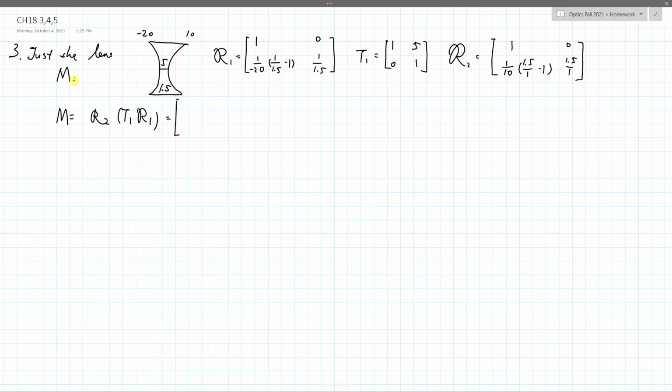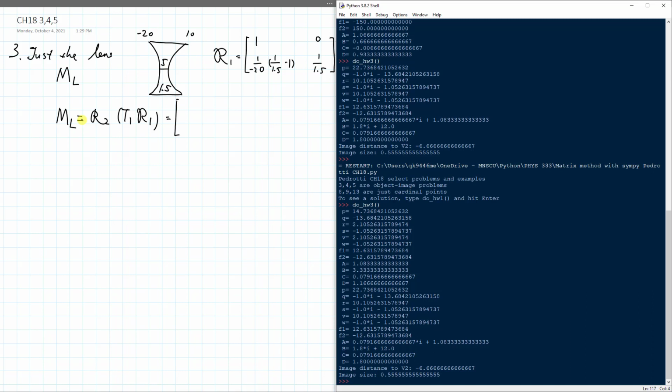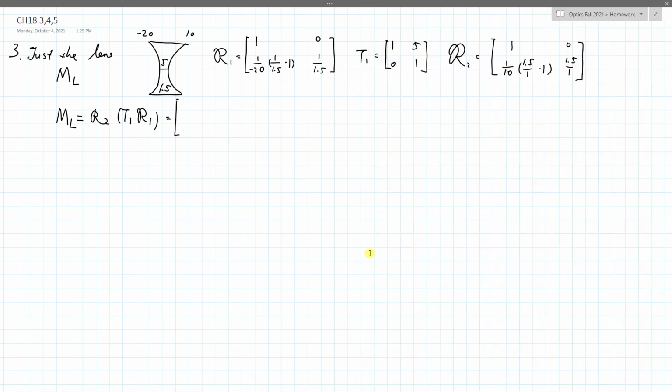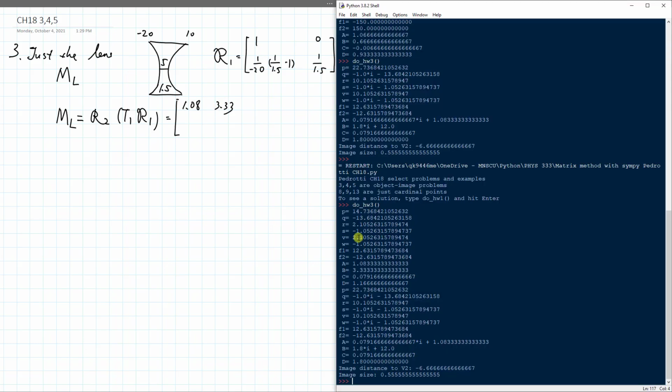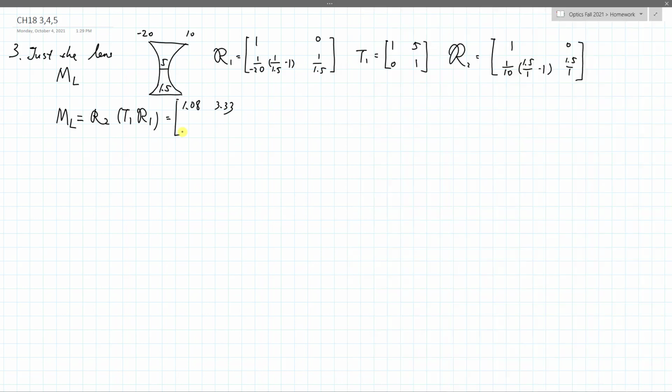Okay, so let's use that. And we do have a printout. This printout is the first portion, 1.08, 3.33, 1.08, 3.33, and here 0.0792, 1.17. Okay, so that's that method, and you can get focal points and such.